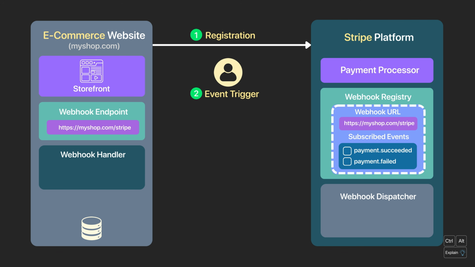Next step is the event trigger. A customer is on your website. They enter their credit card details and hit the Buy button. The payment is processed successfully. This action triggers the event inside Stripe's system.